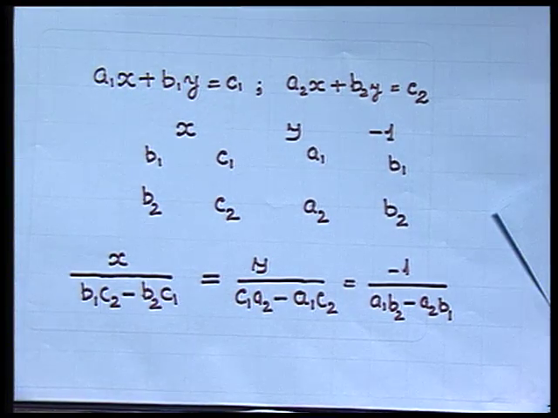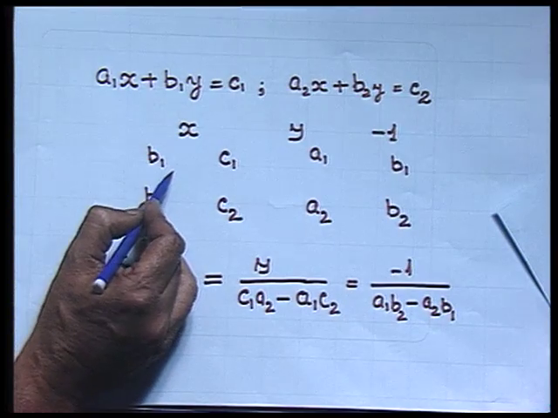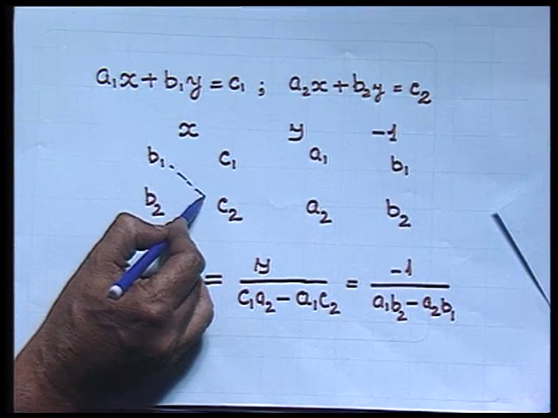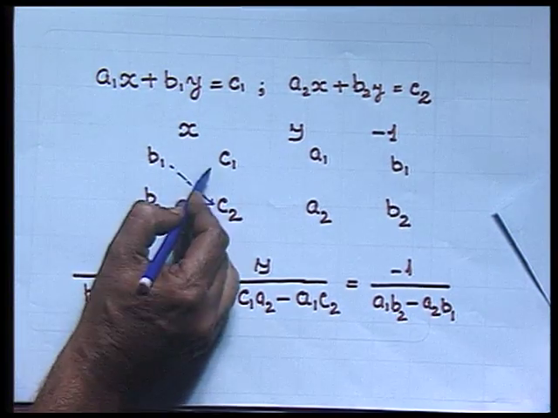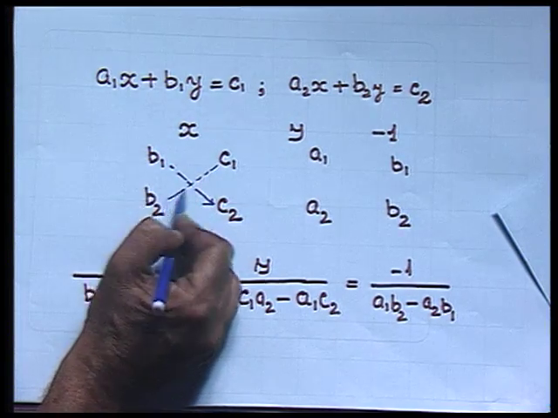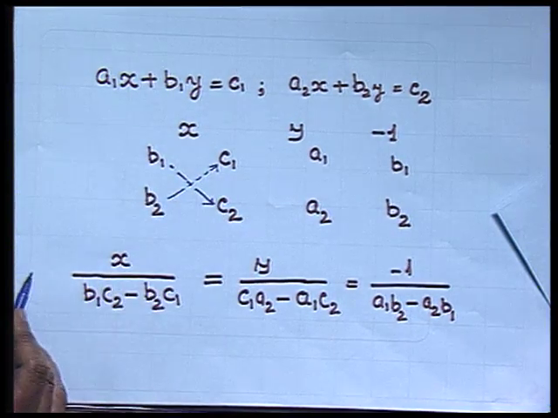Then how do we get the value of x? For getting the value of x, we will go down like that. From this product, I will subtract this product.